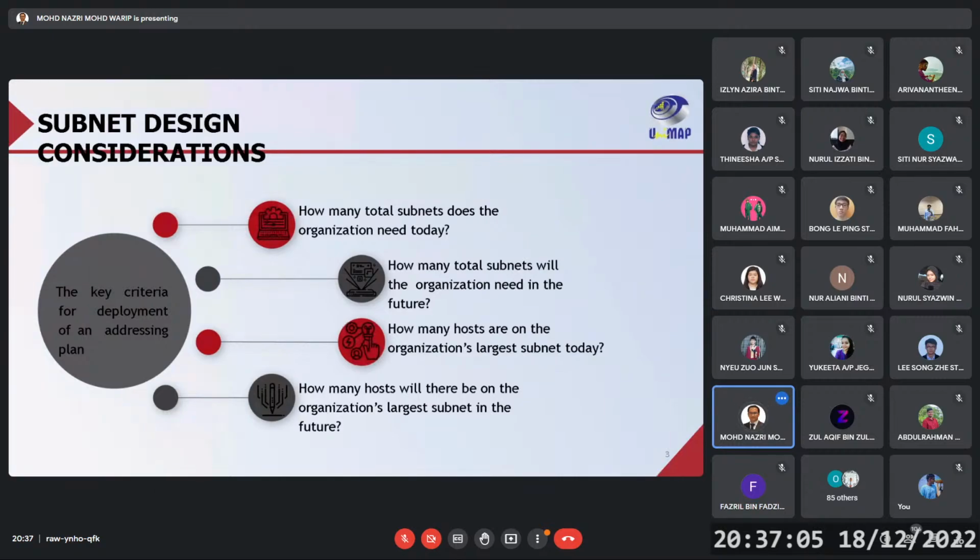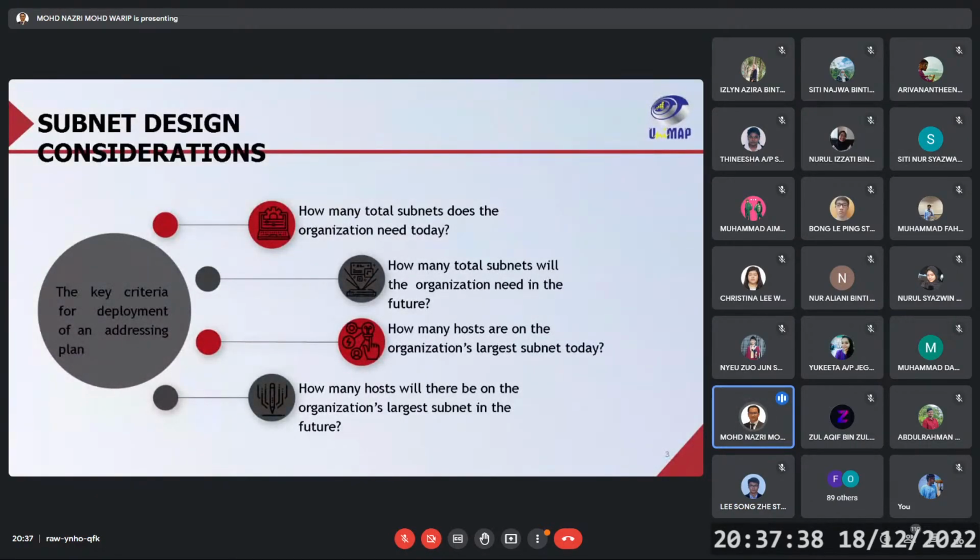Second, how many hosts are on the organization's largest subnet today? That means currently how many hosts or how many devices do you require? Maybe you require 160 devices, 160 PCs or laptops, or maybe including mobile phones. So you need to know how many hosts.